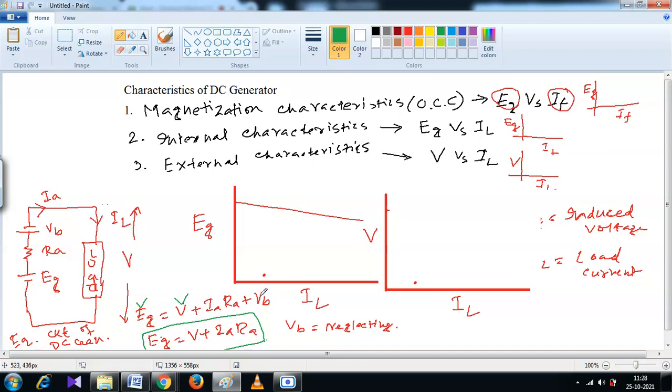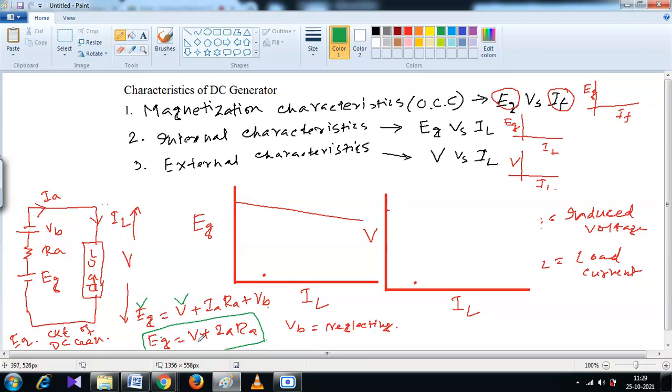When we neglect a term, as you have also learned in physics and mathematics, we have neglected so many terms. If that quantity is very small with respect to other quantities, we can neglect it. Here the value of VB is quite small with respect to EG and V, so we can neglect VB. So we can write EG is equal to V plus IA RA. This equation is called the generator equation.